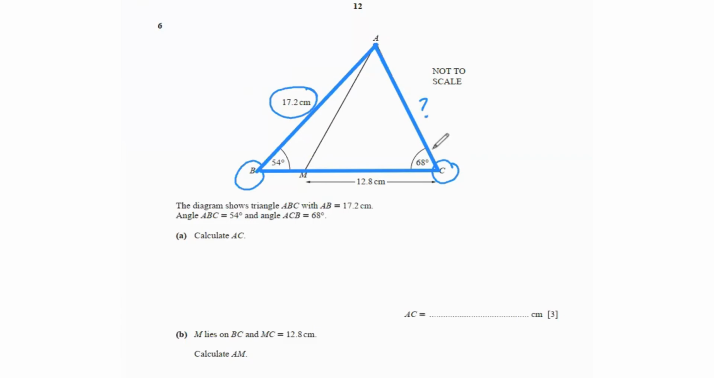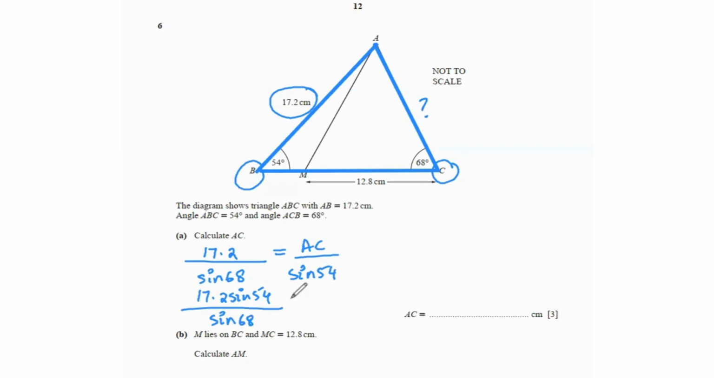So that easily allows us to use the sine rule, where you need one complete set of angle and length. So for the one complete set of angle and length, we're going to use 17.2 over sine of 68 equals AC over sine of 54. Cross multiply: 17.2 times sine 54 over sine 68, and that equals 15.01 centimeters. That is the length of AC.